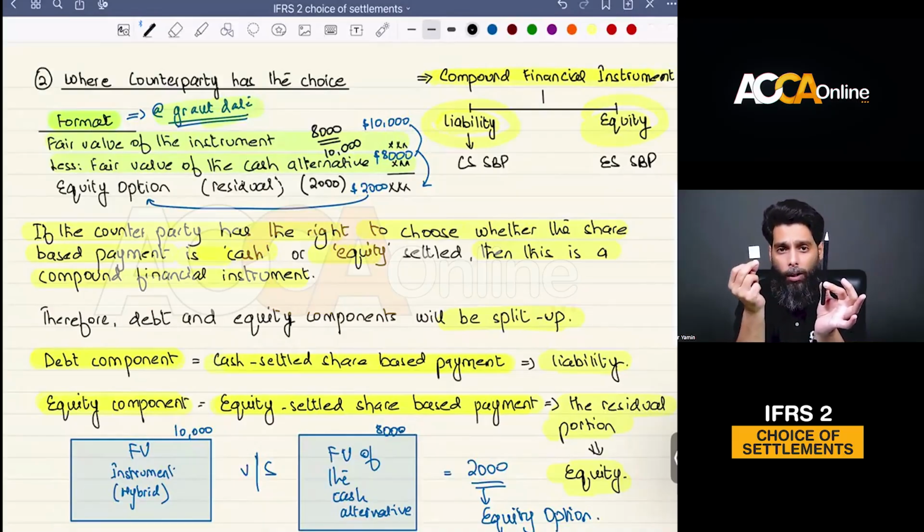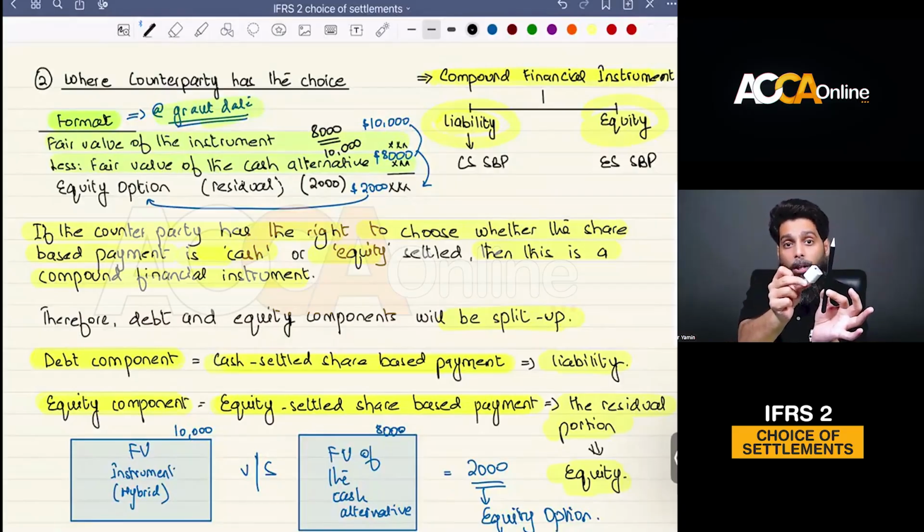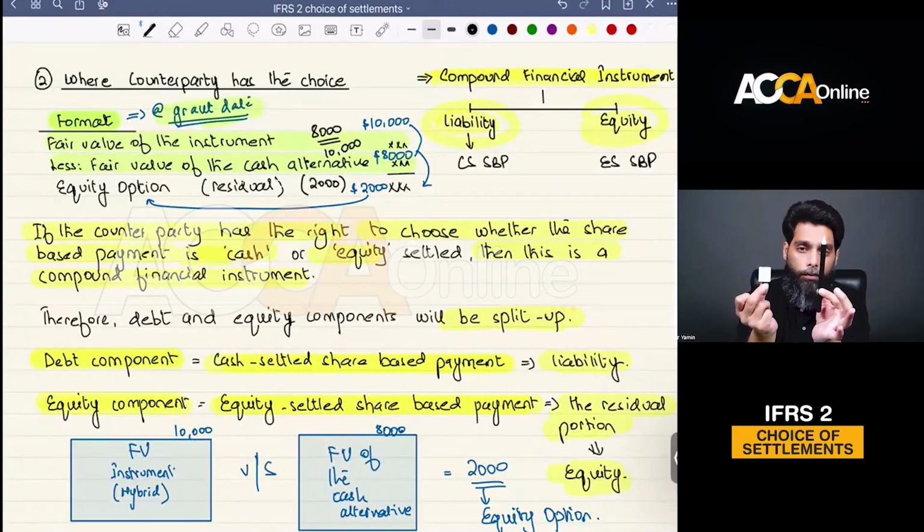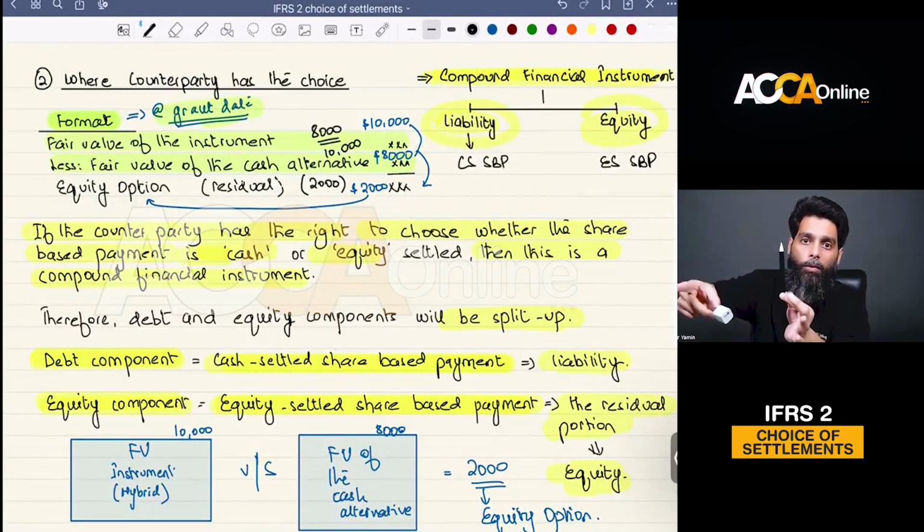This pencil or this plug? Just think about it. Here you can only have cash. Here you can also have cash, but you will also have the option to ask for shares, to ask for equity in this business. Which one is more valuable for you? Let me know. The pen or this plug? Which one is more valuable for you? Yes, sir, pencil. Obviously the pencil is more valuable for us.